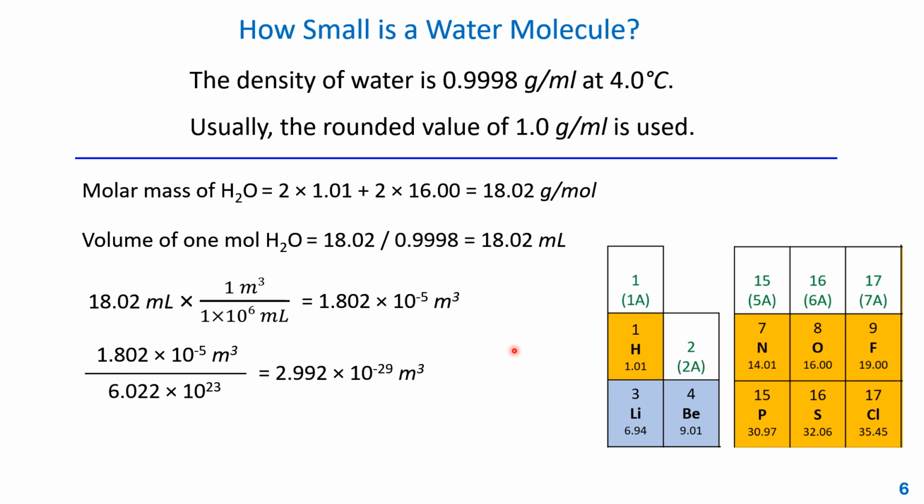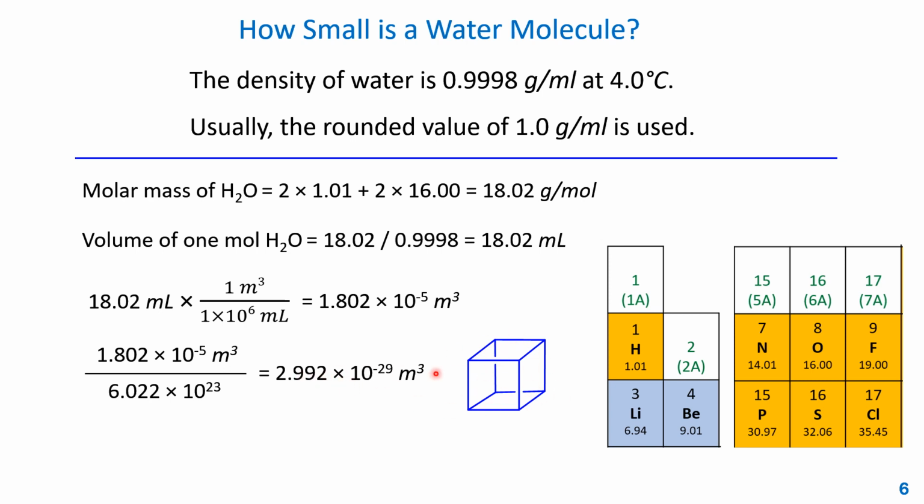Now another assumption is that the water molecule is a cube, although we know it's not. If you know a little bit more chemistry, you know the shape of water is bent. But just for the convenience of calculation, we can just assume the water molecule is like a cube.